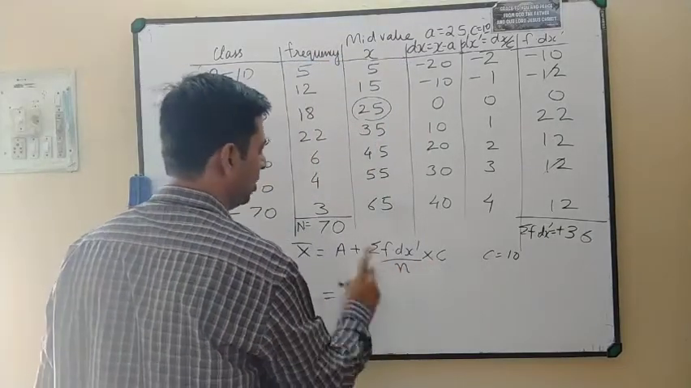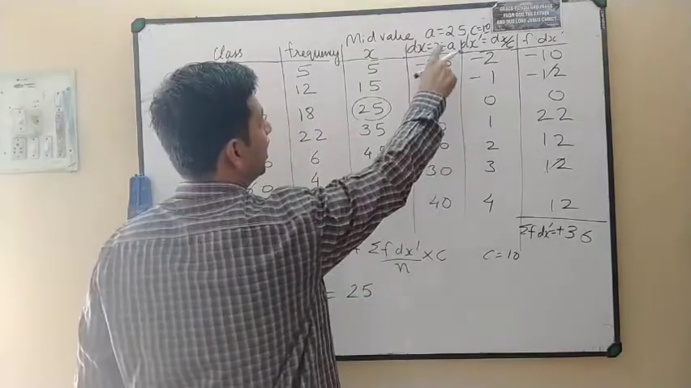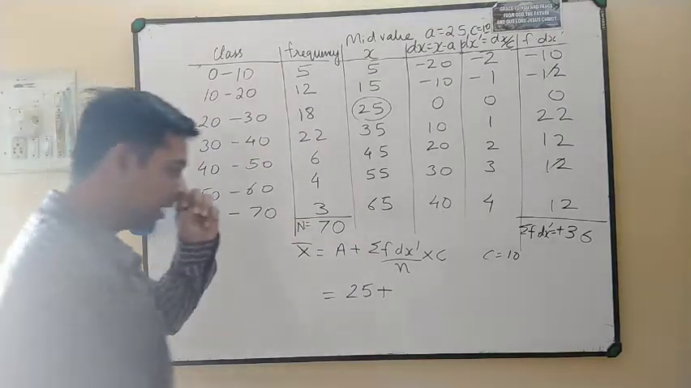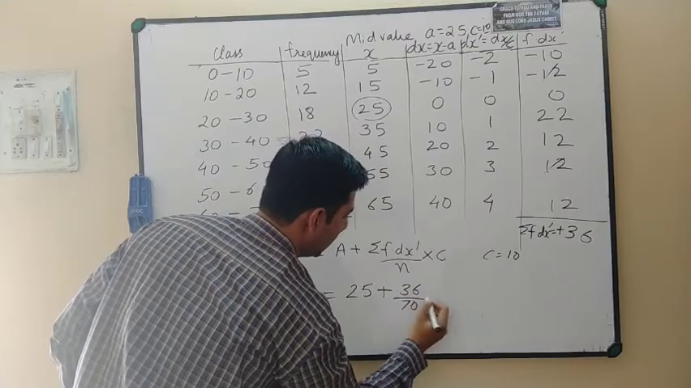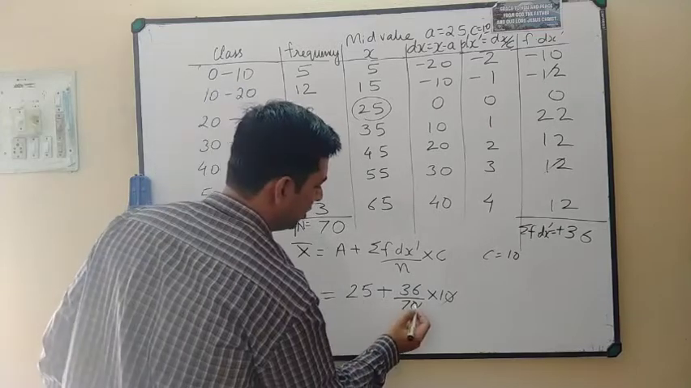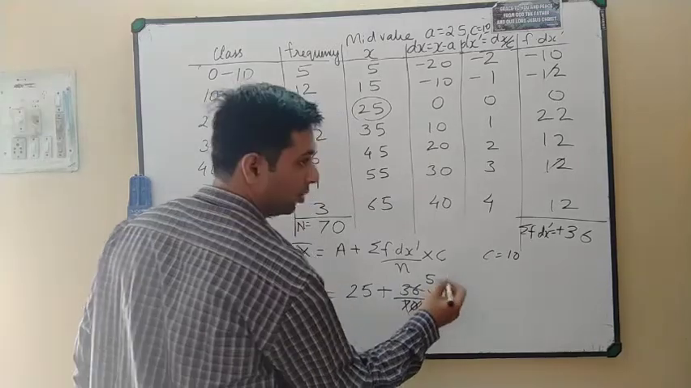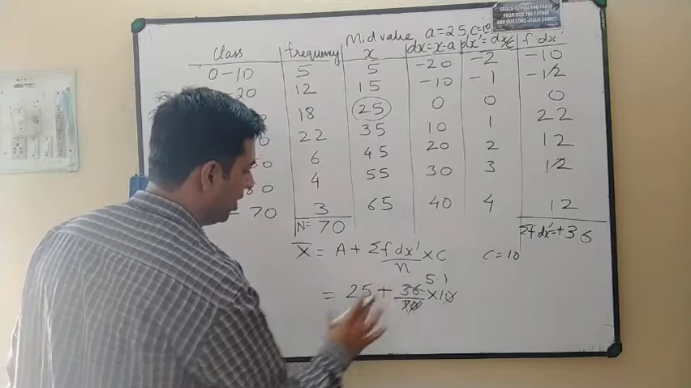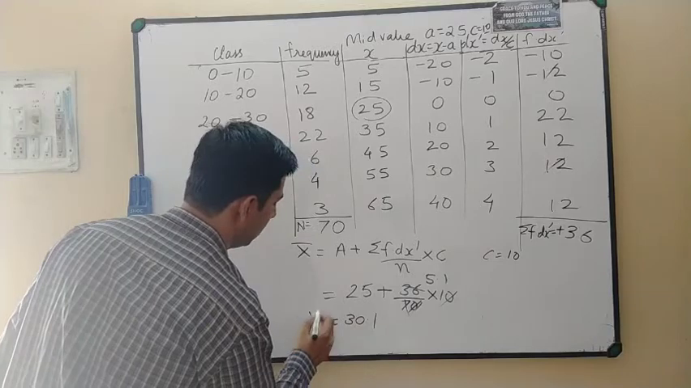So we got all the values. What is a? a is 25. We have taken a as the assumed mean, 25. Then the sigma f into dx dash was 36. What was n? 70, into 10, the common factor. We can just cancel out the 0 and 0. Now 7 5s are 35, 1 remaining. Put a decimal. It will be 10, so 7 1s are 7. So 5.1. This will be around 30.1.